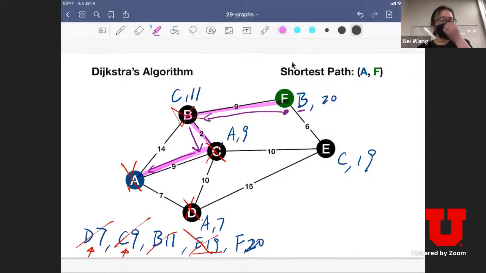Sorry, this is a little bit roundabout, but this is actually how Dijkstra's algorithm works to find the shortest path in a weighted graph. So let's move on to the last bit of our.